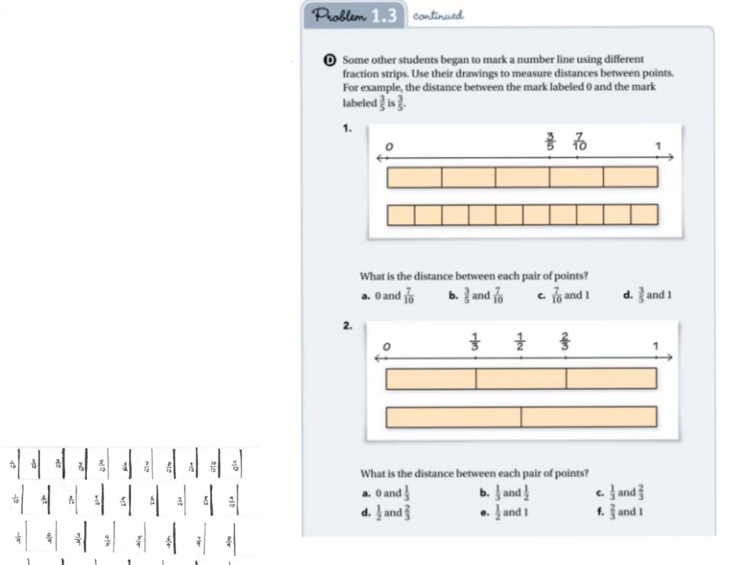So for here, you're going to find the distance between each pair of points. What's the distance between 0 and 7/10? 0 and 7/10. Figure it out. What's the distance between 3/5 and 7/10? What's the distance between 7/10 and 1? And 3/5 and 1. Problem 2. What is the distance between each pair of points? So you're just using different fraction strips, finding equivalencies to answer A, B, C, D, E, and F.